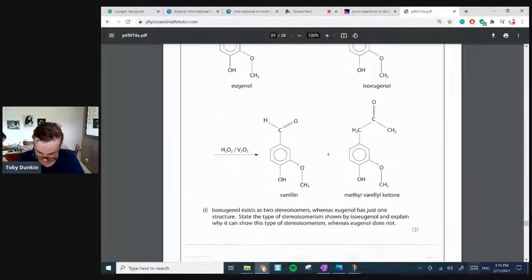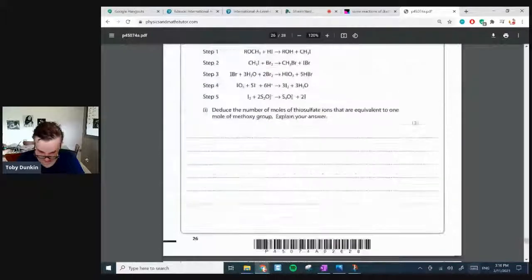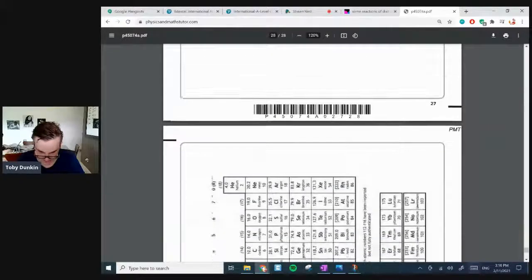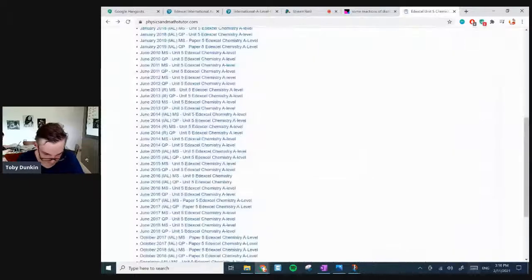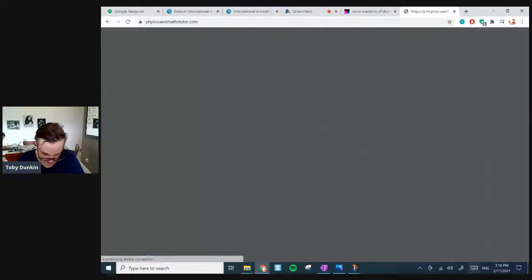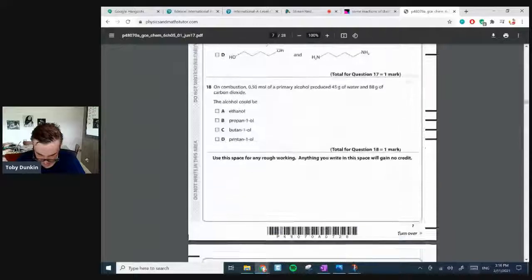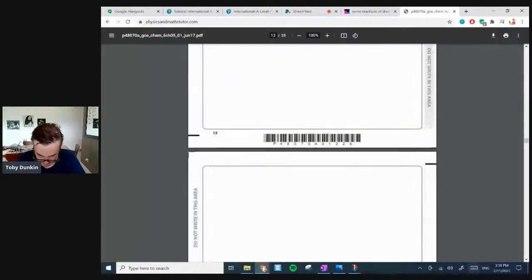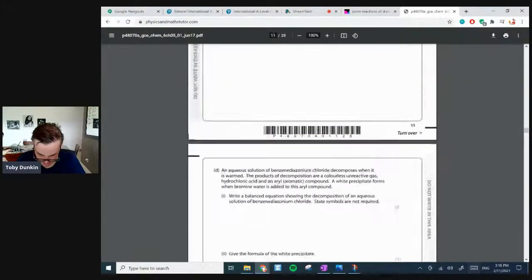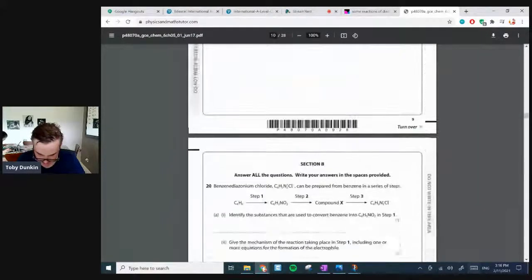Oh, is this an azo dye? It's not an azo dye. Give me an azo dye. That didn't have one. It was in multiple choice. That was the 2015 paper. Let's go for, I don't know, June 2017. Just looking for the azo dye questions. Oh, did I see white precipitates? Oh, did I see diazonium chloride? Yes, we're there.